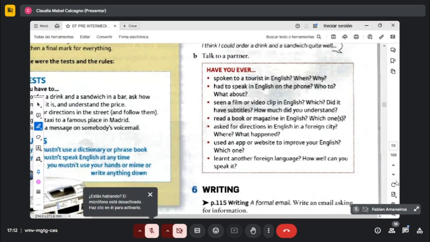Have you ever used an app or website to improve your English? So have you ever used Duolingo? Yes, I do. It's fantastic. Google Translator. Do you feel pressured by the owl? Sorry, Carlos? The BBC website. Oh, excellent.